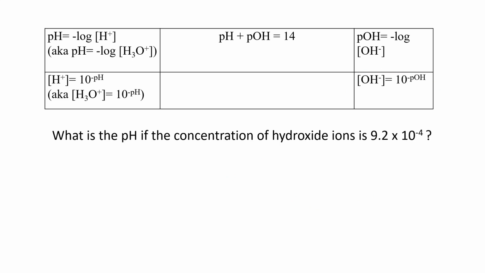What is the pH if the concentration of hydroxide ions is 9.2 times 10 to the negative 4? So now we have to look at this problem because we're given hydroxide ions, but they're asking for pH. We can't go directly from hydroxide ions to pH. In order to get here, we have to first stop in the middle and then we can get over to figuring out the pH. So concentration of hydroxide ions can get us to the pOH.